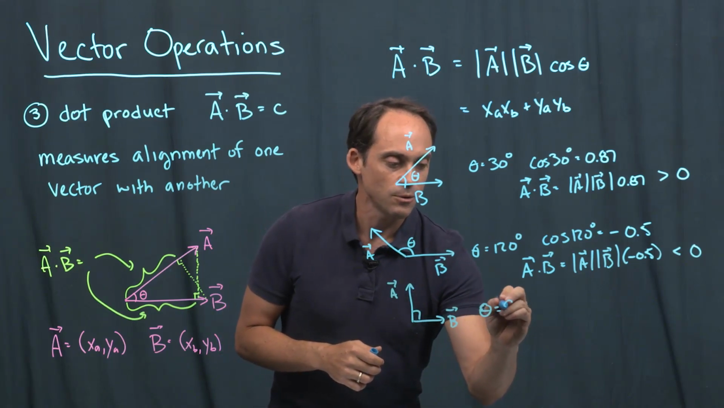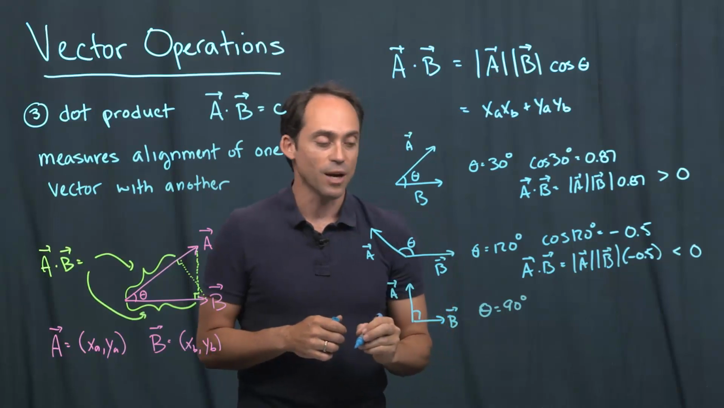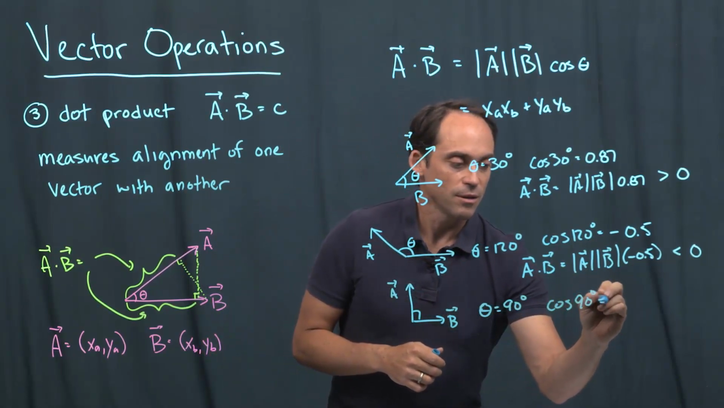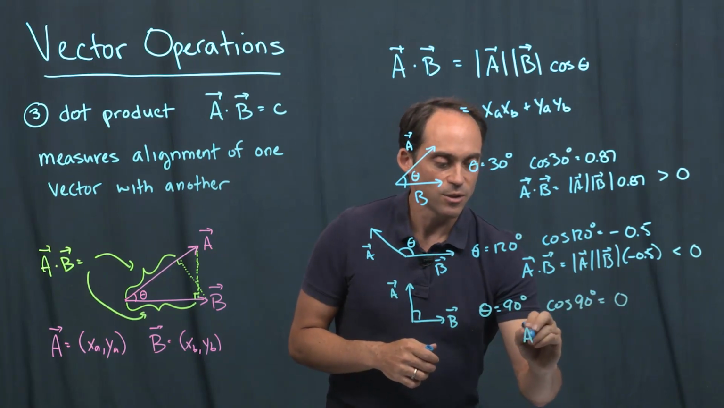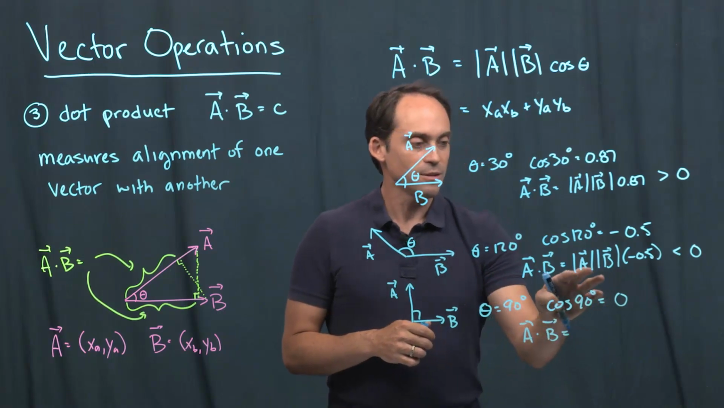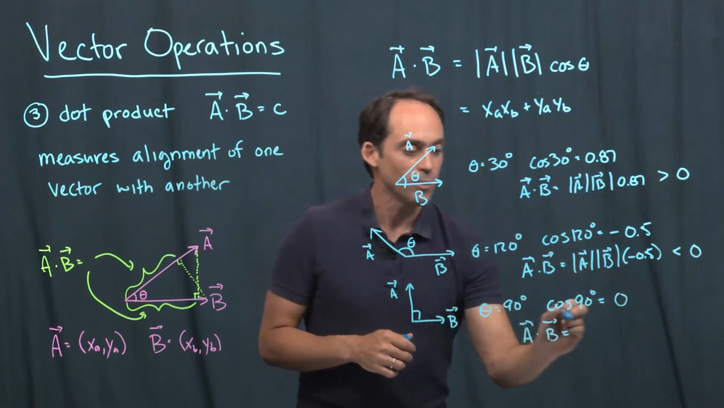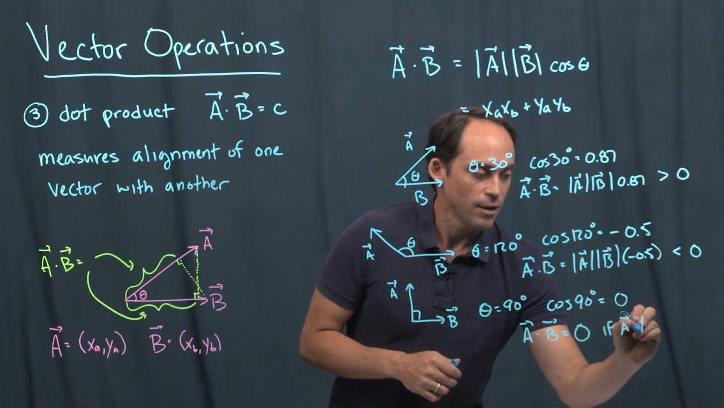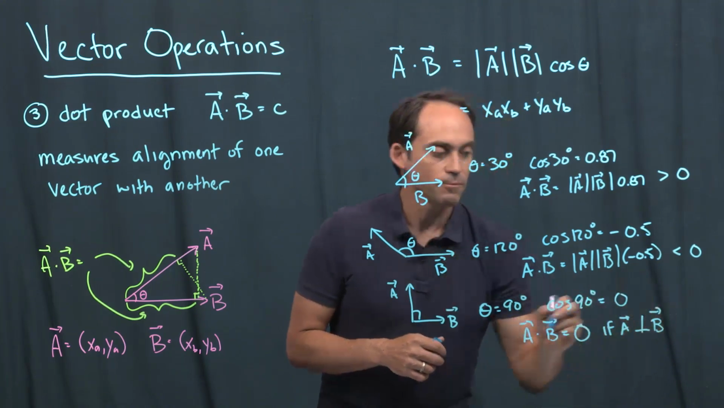In that case, theta is equal to 90 degrees, so that's a right triangle, a right angle. And cosine of 90 degrees turns out to be 0. And so in the case where two vectors are perpendicular, their dot product, magnitude A, magnitude B, times 0, is always going to be 0 if A is perpendicular to B.